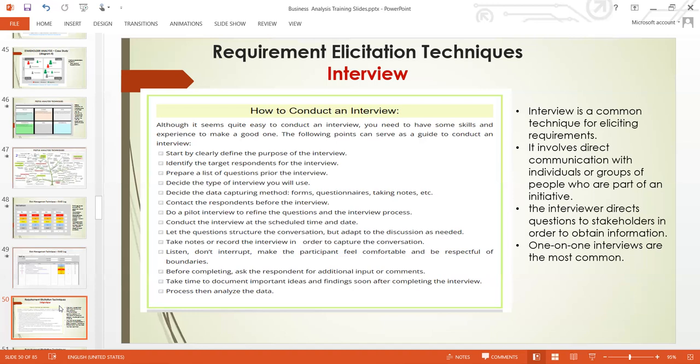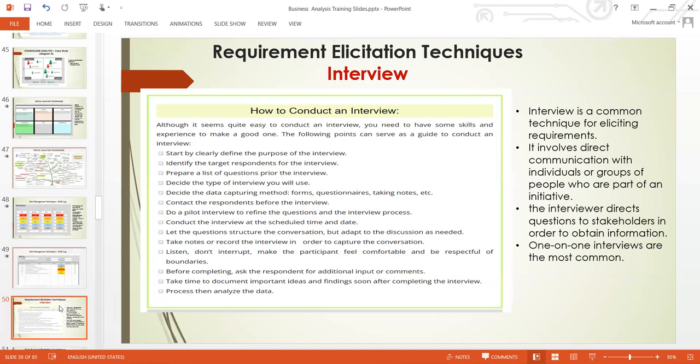But if you do not give the respondent this opportunity to make more valuable inputs or comments, it might just end there. And maybe over time, you find out that you have incomplete requirements. So take time to document important ideas and findings soon after completing the interview. Immediately after completing the interview, document it and send it back to the respondent for validation. They need to validate the interview results to make sure that what you captured is what they input.